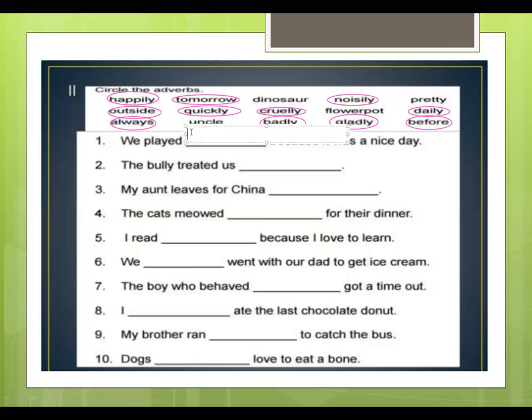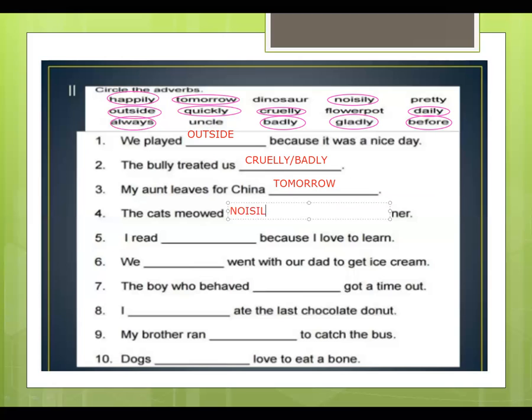We played. Where did we play? We played outside. Next, the bully treated us. How did the bully treat us? He treated us cruelly. You can also say, he treated us badly. My aunt leaves for China. When? My aunt leaves for China tomorrow. The cats meowed. The cats meowed noisily because they're getting their dinner. The cats meowed happily because they're getting their dinner, or gladly.